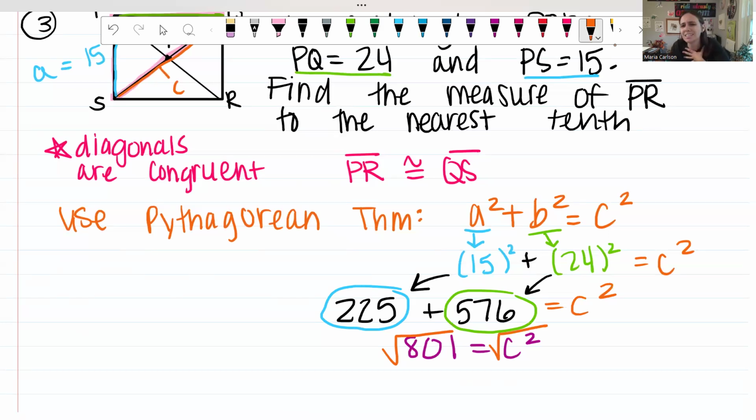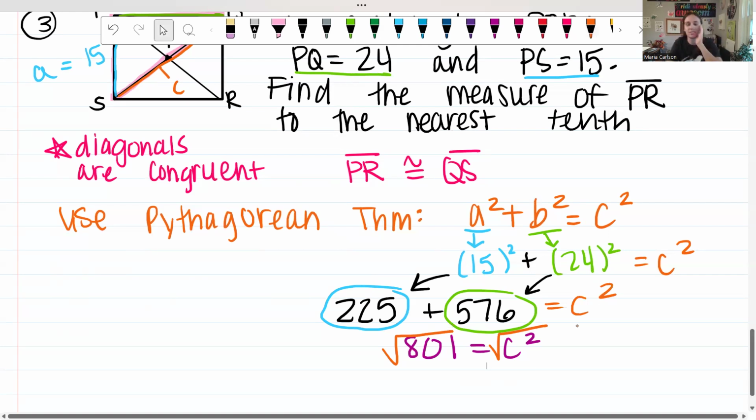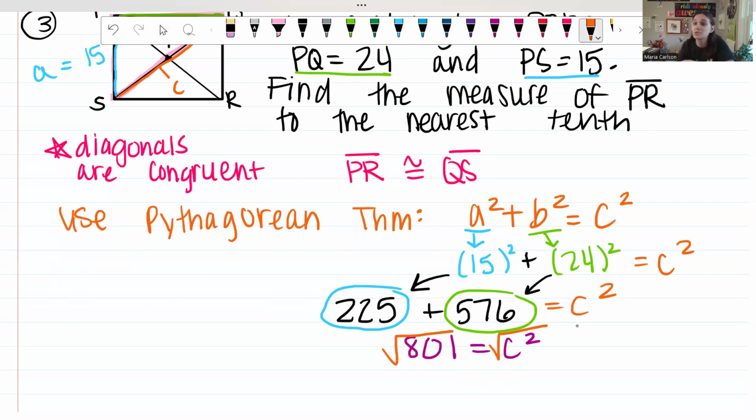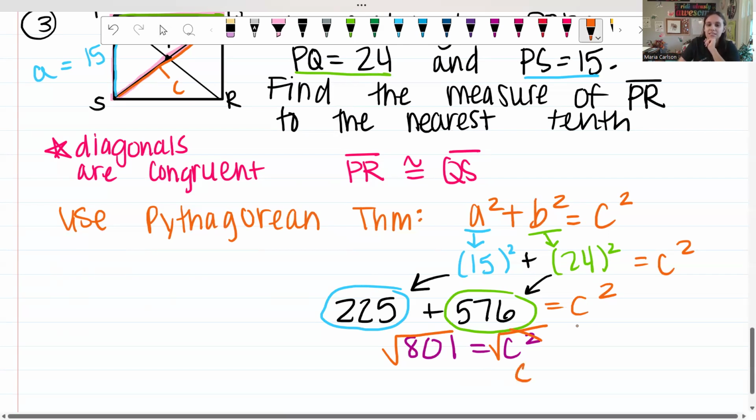So if I want to find our actual length of C, I would simply divide by C. Or not divide, I'm so sorry. You would take the square root. To cancel a square, you undo the square by taking a square root, which means that C is simply equal to the square root of 801.